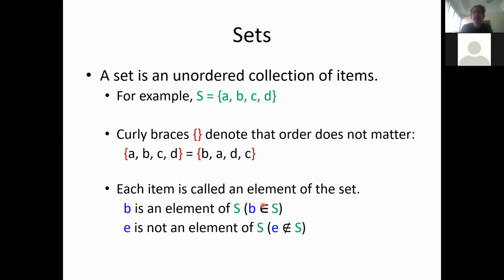And here is a special symbol that lets us express that something is an element of some set. This expression is read: B is a member of set S, or B is an element in set S. If you want to say that something is not an element of a set, you have a special notation for that too: just the set membership notation crossed out. This is read: E is not an element of S.